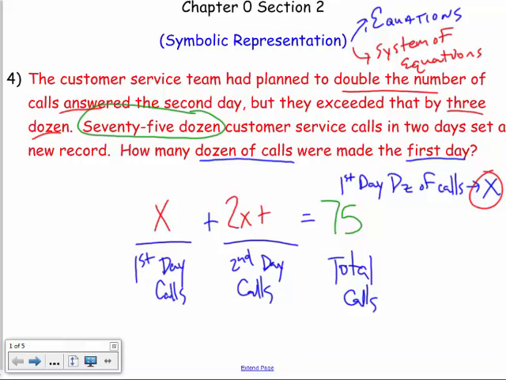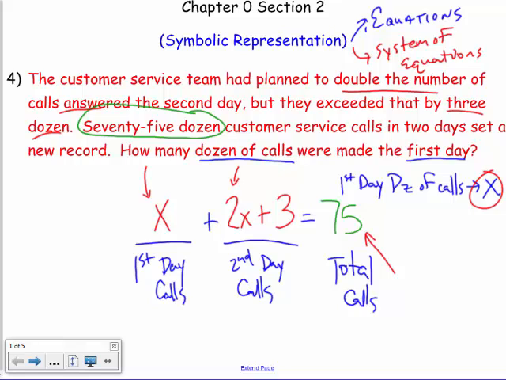So what do I put there, 3 or 36? Well, all these numbers represent dozens of calls. X is dozens of calls. This is 2 times the number of dozens of calls, so that's in dozens. So we want to use 3, because all of our numbers are representing dozens of calls. So I can use that to represent my situation here.